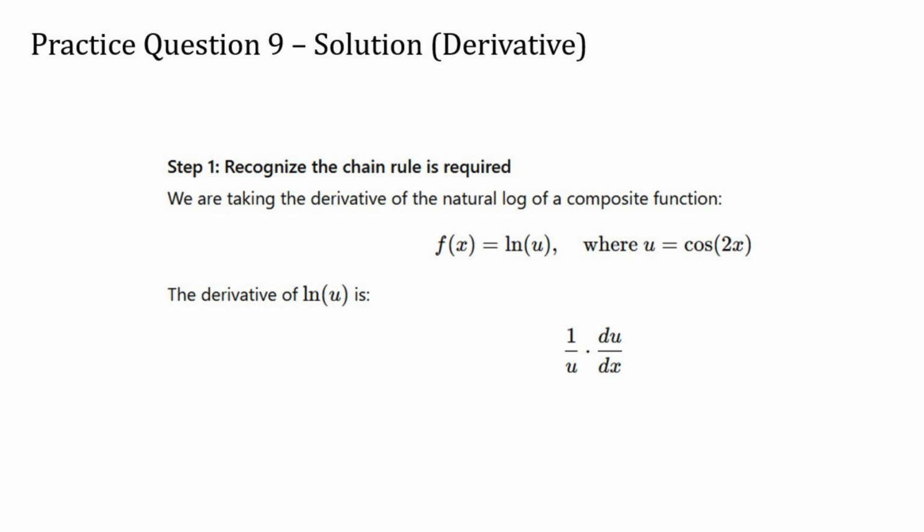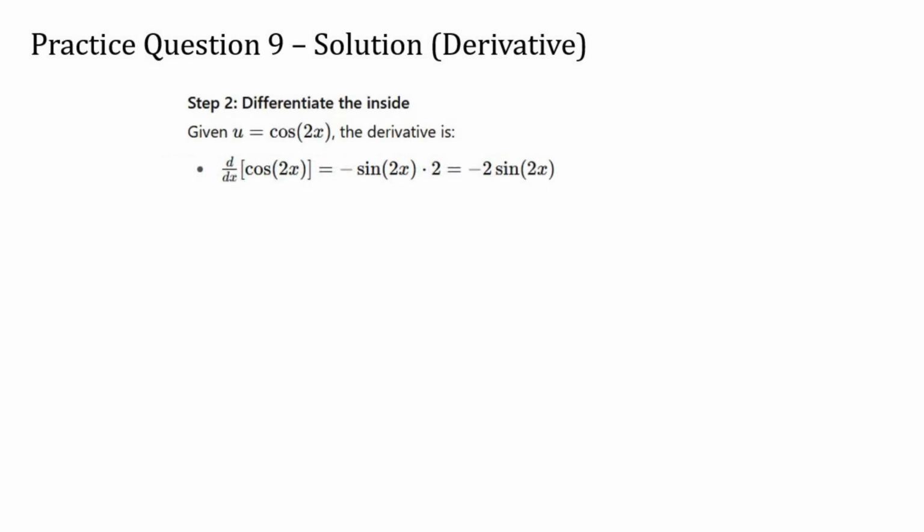In general, the derivative of the natural log of u, where u is a function of x, is equal to 1 over u times the derivative of u with respect to x. So, we set u equal to cosine of 2x, and now we differentiate. The derivative of cosine of 2x with respect to x is negative sine of 2x times 2 by the chain rule. That simplifies to negative 2 times sine of 2x.